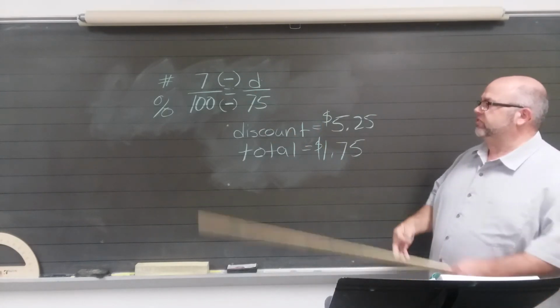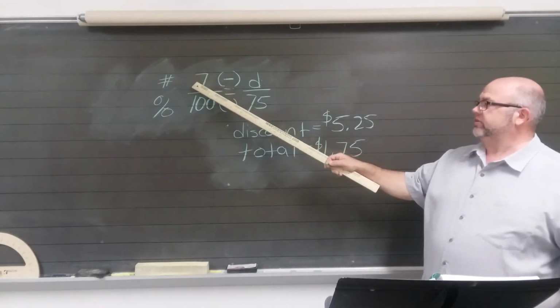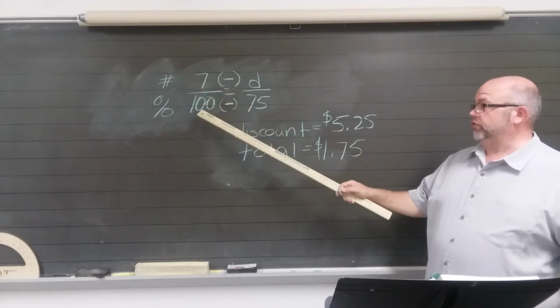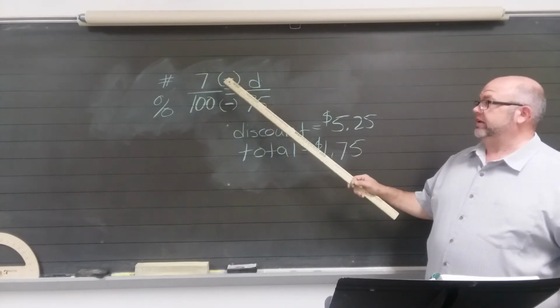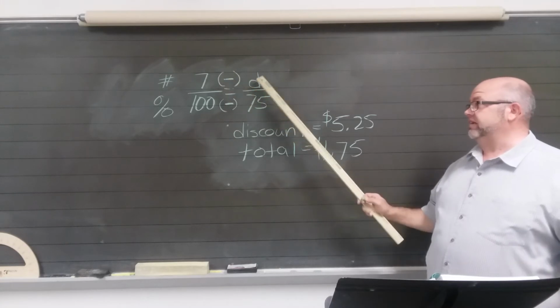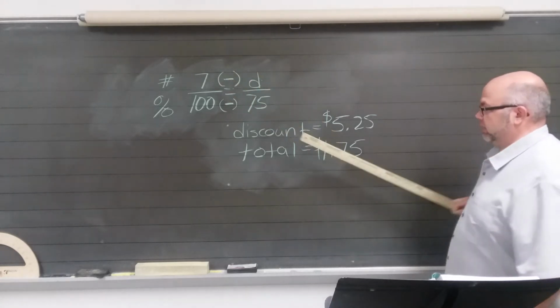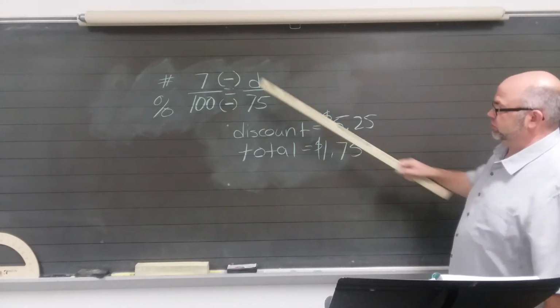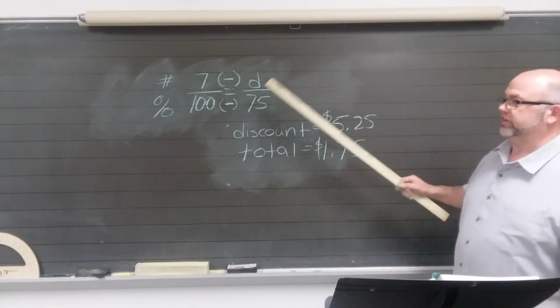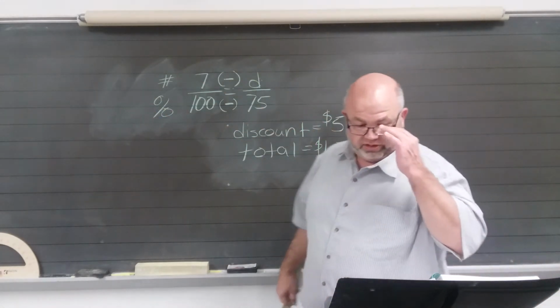So for sales tax, it's the list price over 100, and then for sales discount it's minus discount. The missing number is the discount, and then you subtract that, you get the total. Sales tax you add instead of subtract.